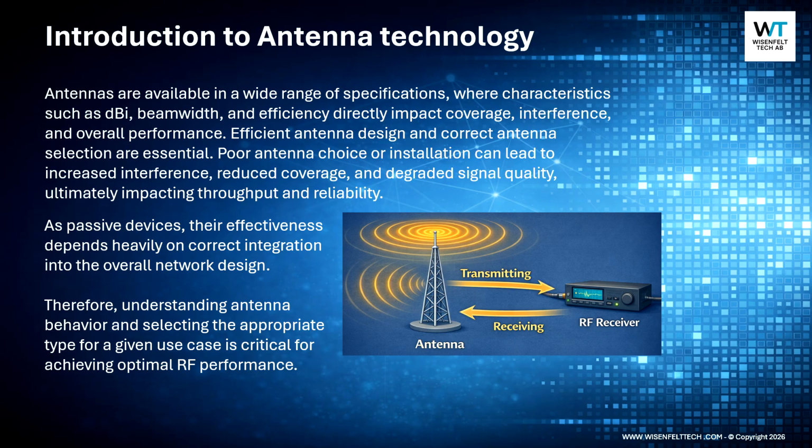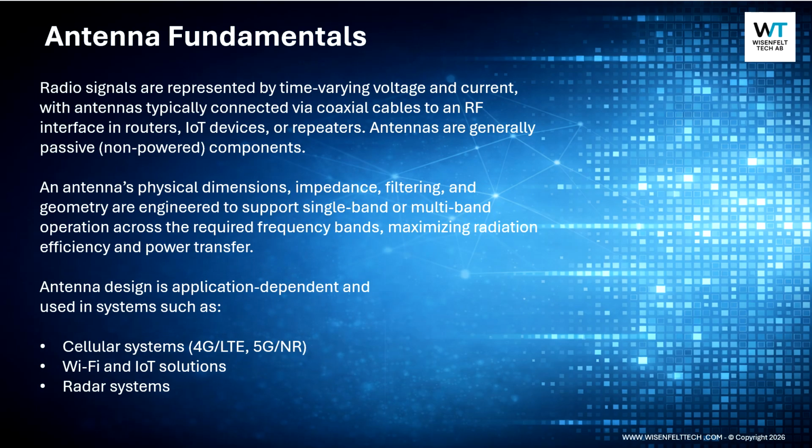Therefore, understanding antenna behavior and selecting the appropriate type for a given use case is critical for achieving optimal RF performance. Radio signals are represented by time-varying voltage and current, with antennas typically connected via coaxial cables to an RF interface in Wi-Fi APs, IoT devices, or repeaters.